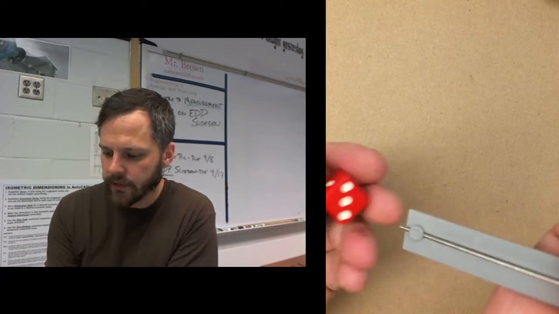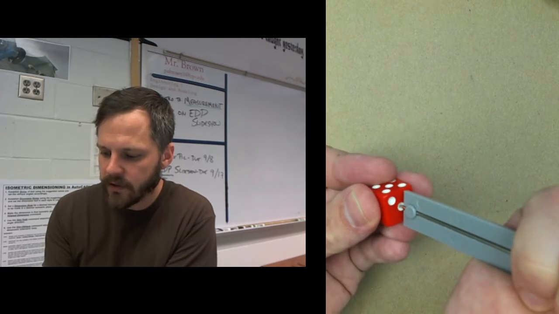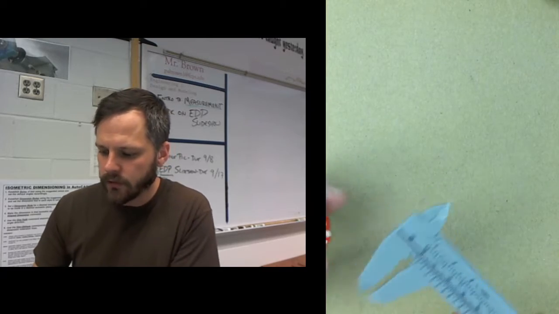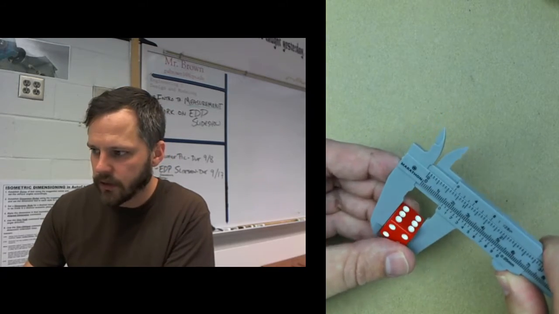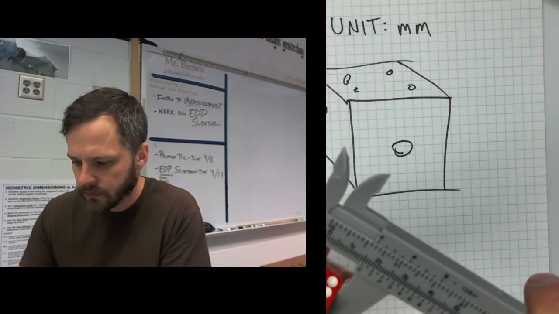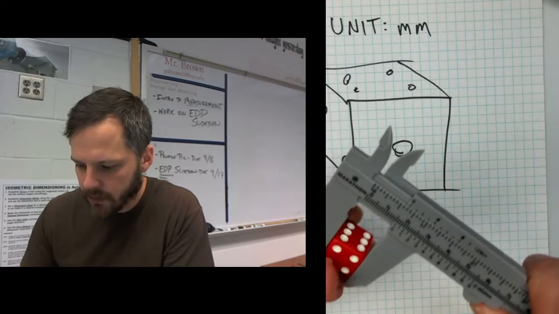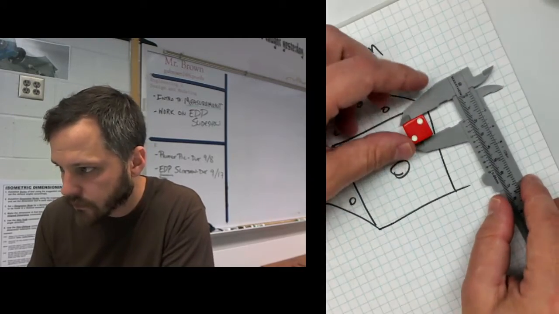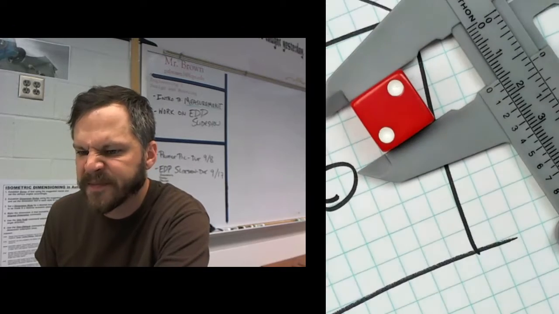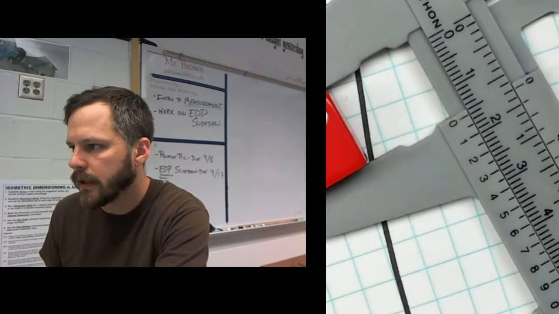So that might be helpful for that. On the other side, I've got the little depth measurement. That might be helpful for getting the depth of those. But right now, let's just get the outside measurement, and let's jot that down. So I'm going to grab that. All right, here, let's zoom in a little bit, or let's zoom in a lot.